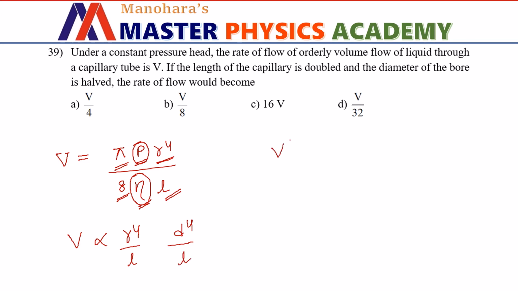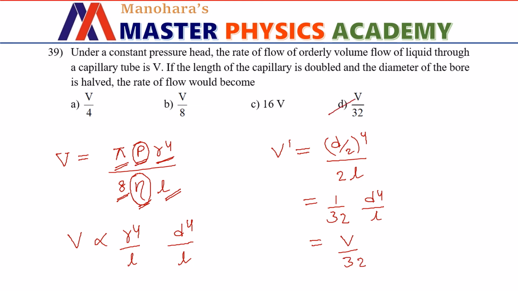In the second case, the diameter of the bore of the capillary tube is going to get reduced to half the value. Therefore, it is going to be (d by 2) whole to the power 4, divided by the length, which is going to get doubled, so it is 2 times L now. Solving this, we will be getting 1 divided by 2 power 4, which is 1 by 16, into 2, that is going to be 1 by 32 times d to the power 4 divided by L. So I can say this is going to be V divided by 32. That is the final answer, which is given in option D.